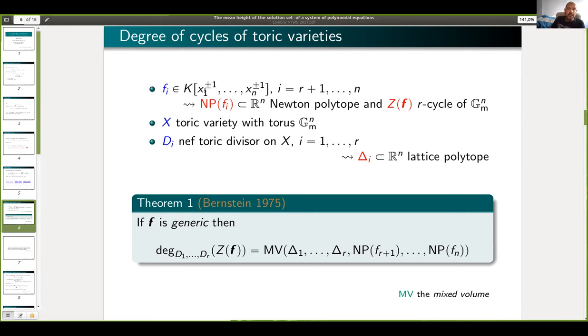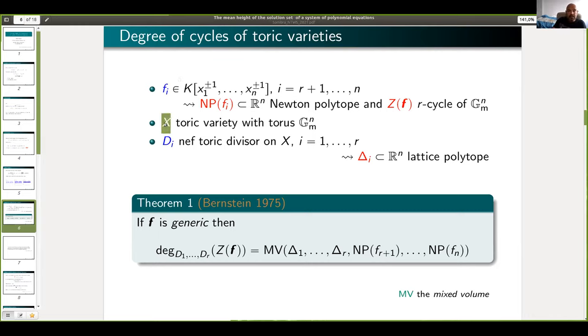So this on the one hand, and then for each individual polynomial, I have here the Newton polytope, right? The Newton polytope is defined as the convex hull of the exponents that appear in my Laurent polynomial. So this is a lattice polytope. It's a polytope in R^n whose vertices have integer coordinates, right? So this is my information from my Laurent polynomials.